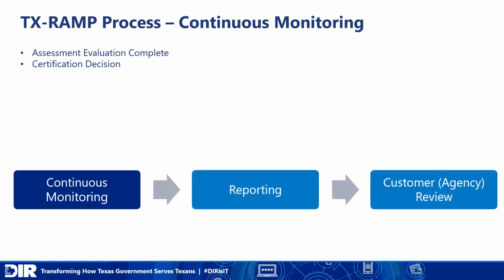So for continuous monitoring, there are more details within our TX-RAMP manual that is available on our website. But at a high level, what this involves is reporting information so that your customer agencies have the ability to review that information, and they may reach out to you as needed with their own due diligence.